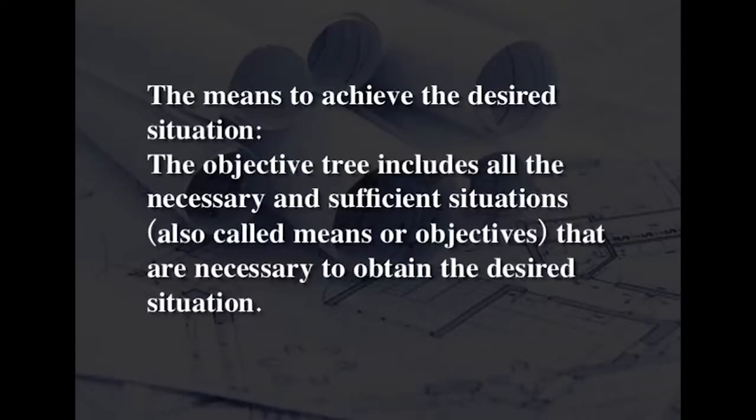Like the problem tree, the objective tree has three main components. Firstly, the desired situation. This corresponds to the core problem on the problem tree transformed into a positive statement. The desired situation represents the real change that the project will achieve. Secondly, the means to achieve the desired situation. The objective tree includes all the necessary and sufficient situations, also called means or objectives, that are necessary to obtain the desired situation.